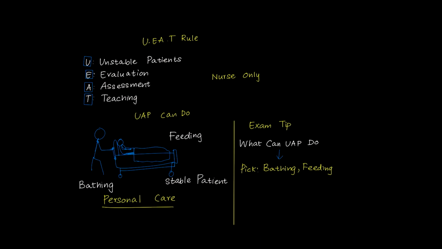Here's a UGD 439 OA exam tip for you. When the question asks what a UAP can do, look for personal care on a stable patient and rule out anything involving U, E, A, or T. Quick recall hook: UEAT stays with the nurse. The rest stays with care tasks.